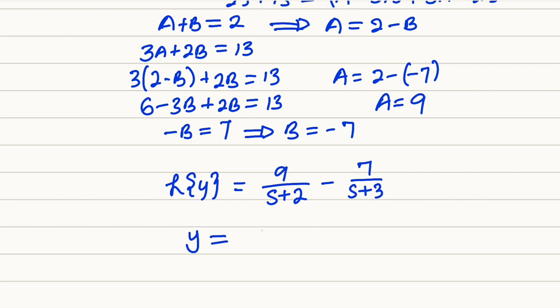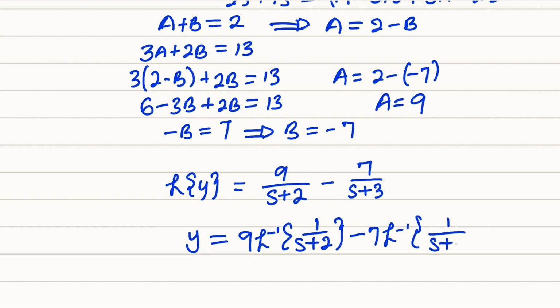And to the right hand side, we have 9 multiplied by the inverse Laplace transform of 1 divided by s plus 2. I just factor out the 9. Then minus 7 multiplied by the inverse Laplace transform of 1 divided by s plus 3.